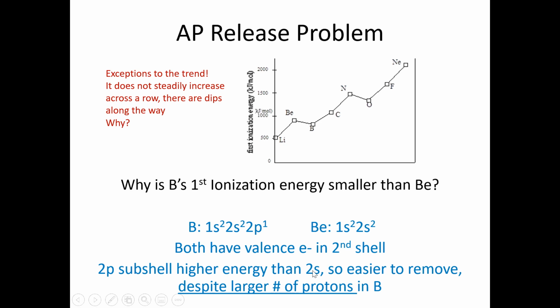Even though boron has more protons than beryllium, since that 2p electron is a little bit further away from the nucleus than the 2s is, it's actually a little easier to remove this electron. So those are some examples of some exceptions. Again, you don't have to memorize them. You just might need to use your knowledge of atomic structure to give a possible explanation for why we might see these exceptions that we talked about right here.